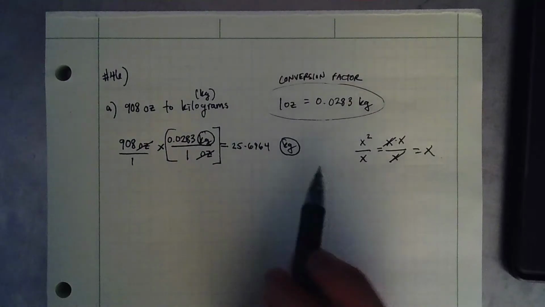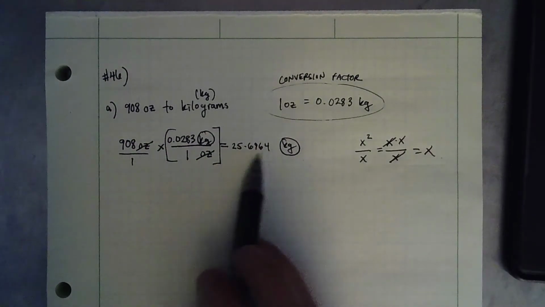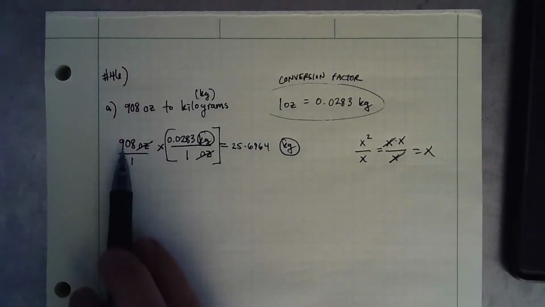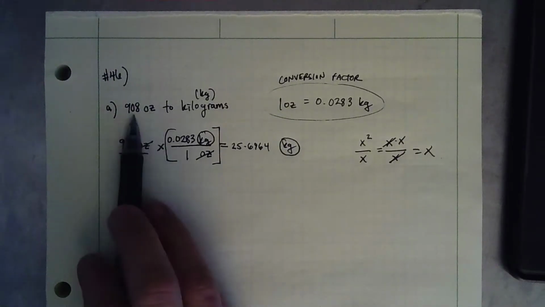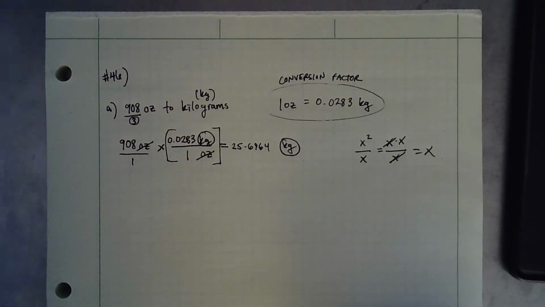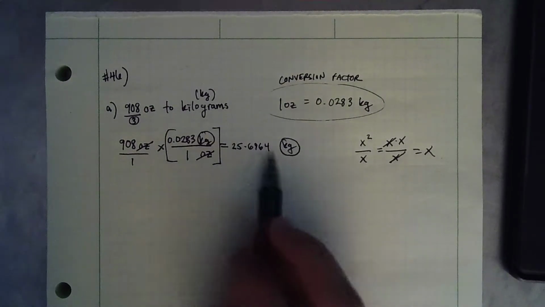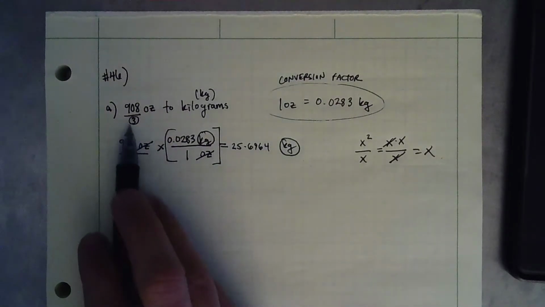One last thing I want to show you before we call this problem done. This is a lot of numbers here. And my starting number, 908 ounces, only has 3 significant figures. This answer has like 6. So we should try to match this up.